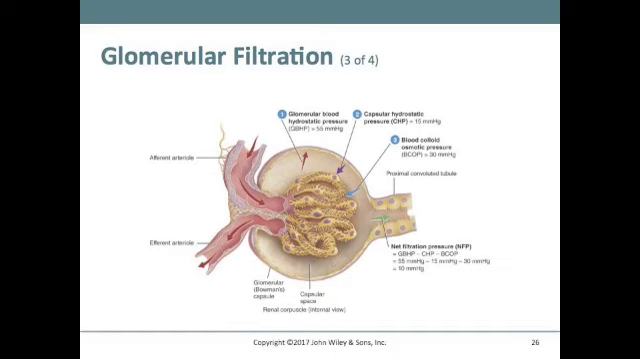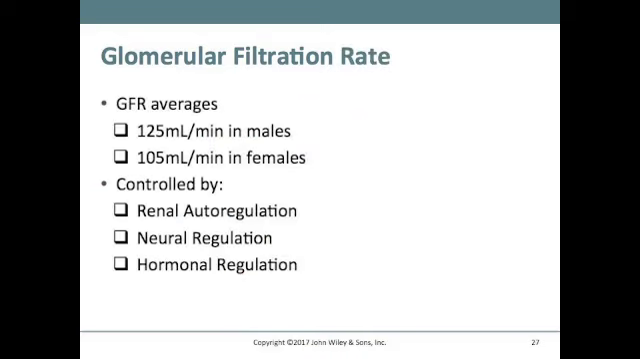And thirdly, the blood colloid osmotic pressure is due to the presence of proteins such as albumin, globulins, and fibrinogen in the blood plasma, and it also opposes filtration. So moving on to the next slide, we see that concerning glomerular filtration rates, the averages are different between males and females, where the males are filtering more milliliters per minute than the females. And this glomerular filtration is controlled by renal autoregulation, neural regulation, and hormonal regulation.